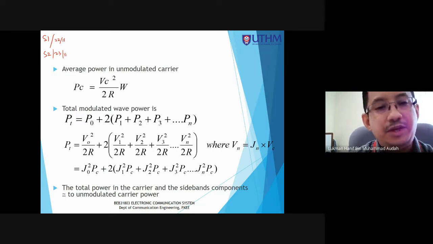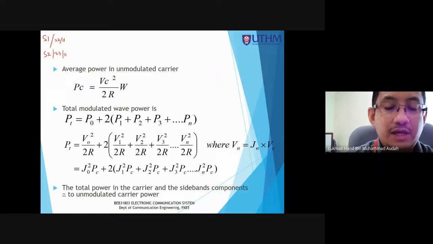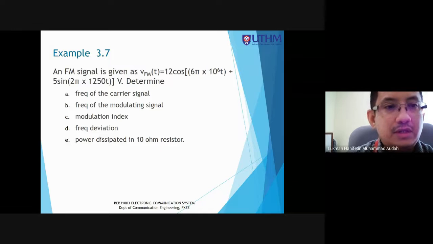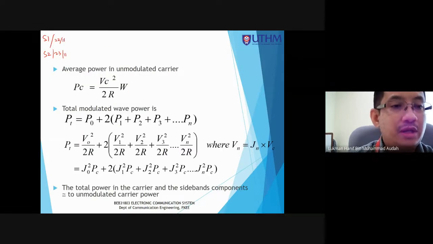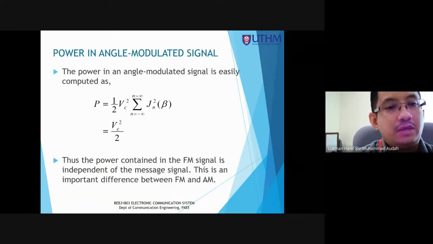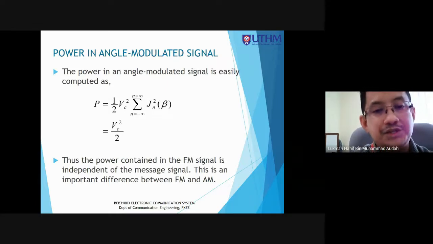Okay, so last week we learned up to these slides, up to power calculation for the angle modulation wave. Before we proceed, let's refresh again about the power calculation in angle modulated wave. So I go back to the previous slide, which is about power calculations. The general equation for power calculation in angle modulated wave, which is for the FM and PM, frequency modulation and also the phase modulation.